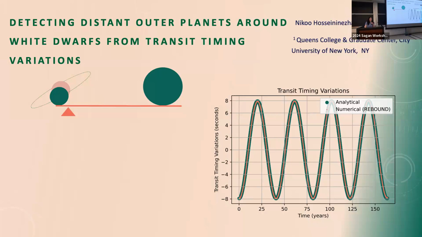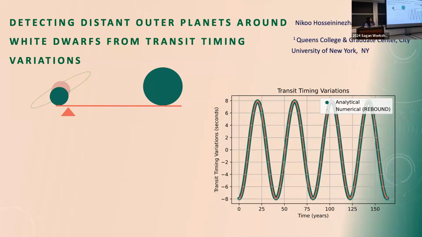Hi, I'm Nico from City University of New York. I'm thinking about systems like this picture where we have a white dwarf star of the size of about the Earth. These are such small targets to be transited, but they could be transited by very close-in planets. But most white dwarf stars probably have distant planets that they never transit.